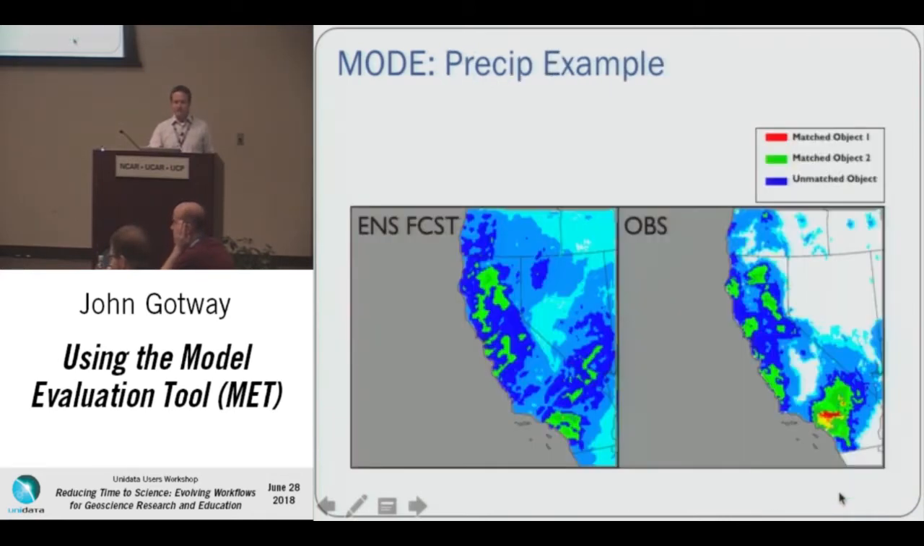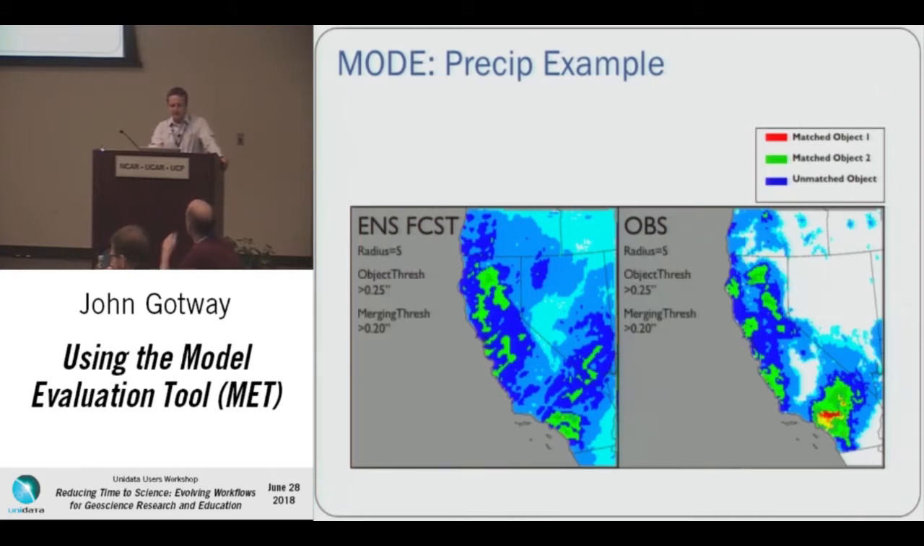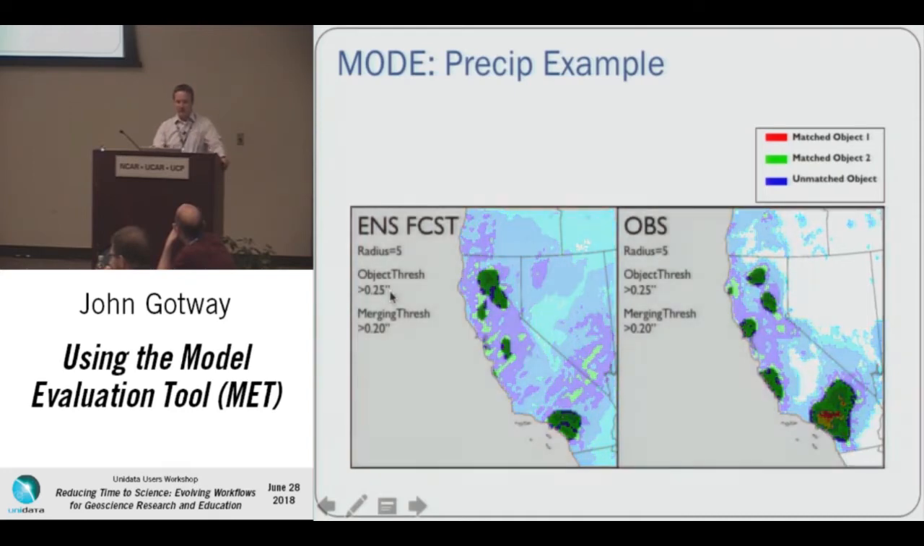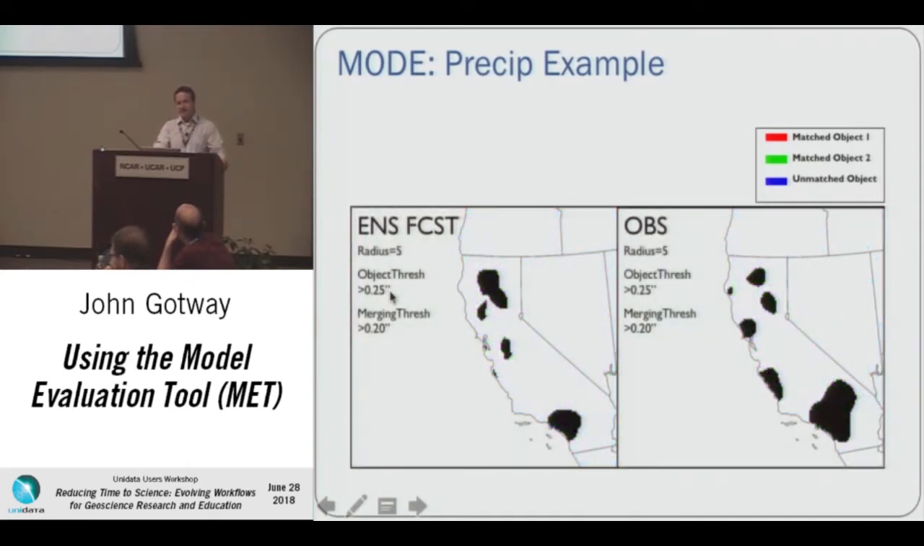So what does running MODE look like? In this example on the left, I have a forecast of precipitation. On the right, I have an analysis of precipitation. This is the raw data field. So the first step would be to choose our radius and threshold of interest. In this case, I'm choosing a radius of 5 grid cells, and I'm looking for places where the convolved values exceed 0.25 inches. And when I do that, that identifies these black regions as the objects in my field.